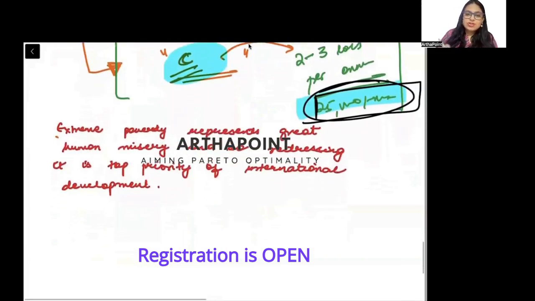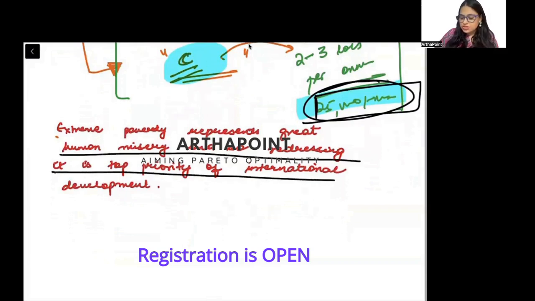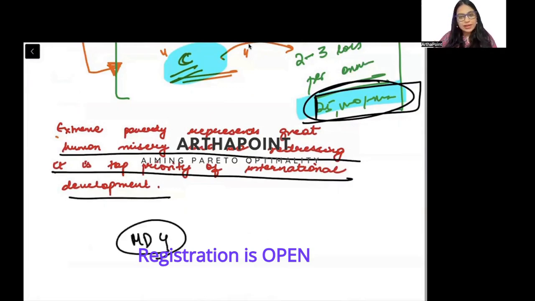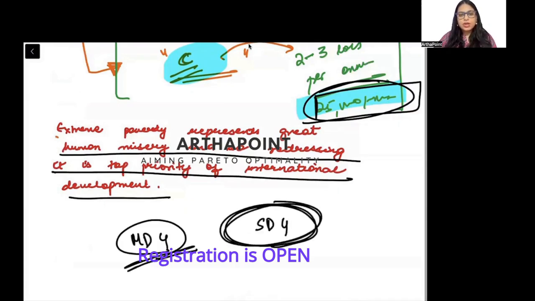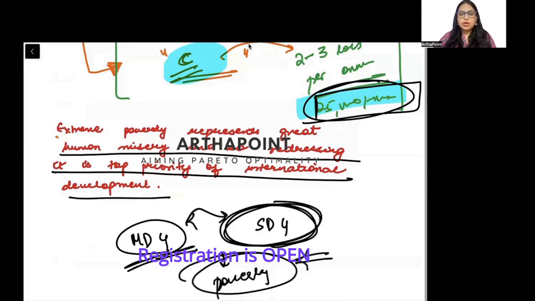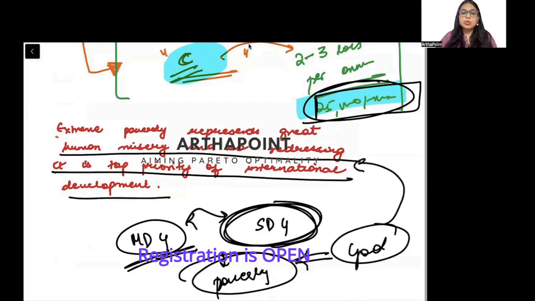ठीक है. Extreme poverty represents great human misery, and so redressing it is a top priority of international development. So if you look at Millennium Development Goals, जो पहले चलते थे, or you look at Sustainable Development Goals, जो अब चलते हैं, you will realize that in both of them, dealing with poverty has been an important goal, because it is very important to eradicate poverty and to bring people above the poverty line, right?